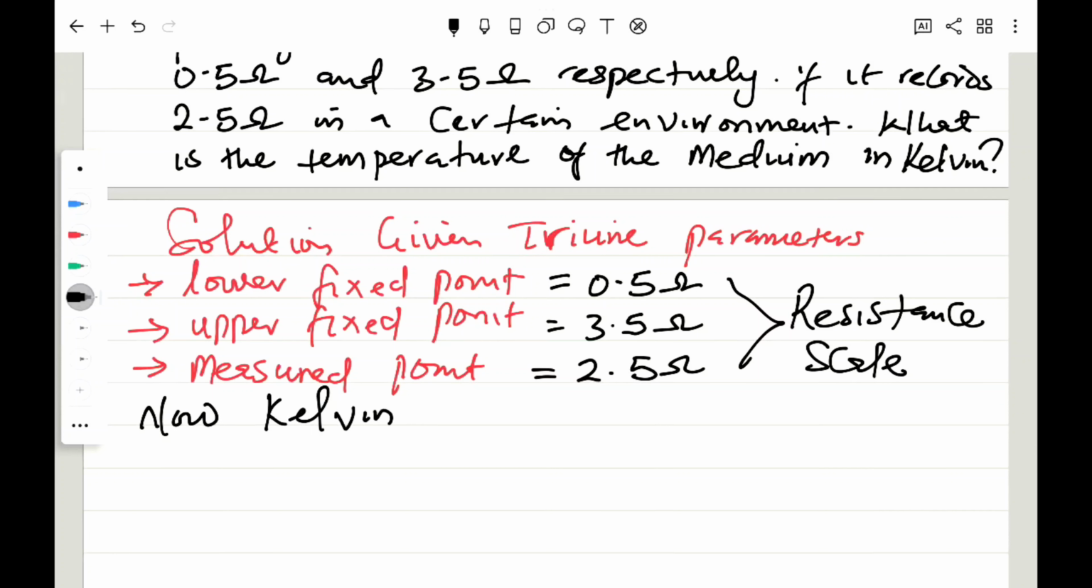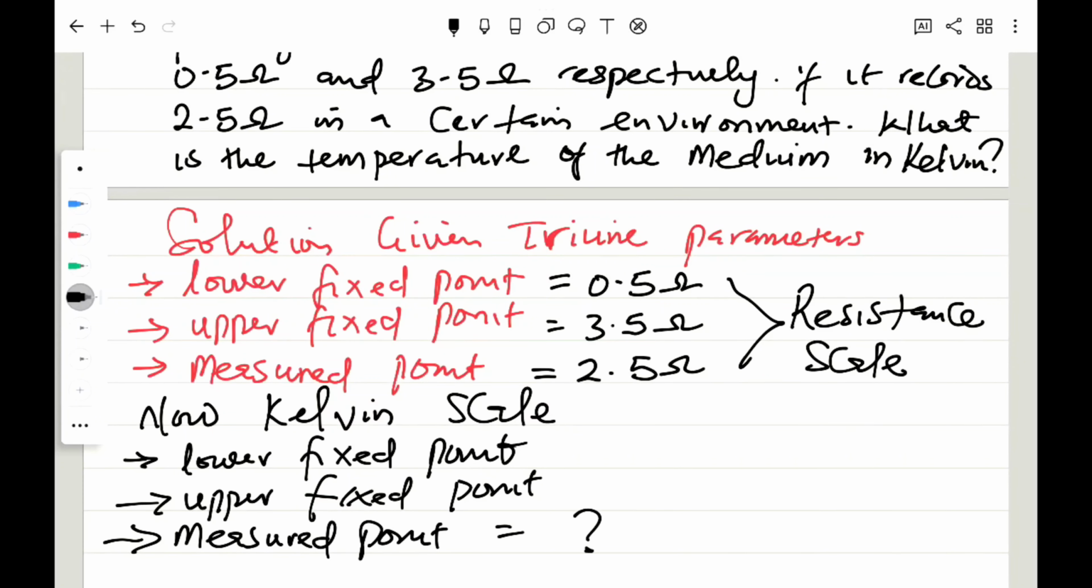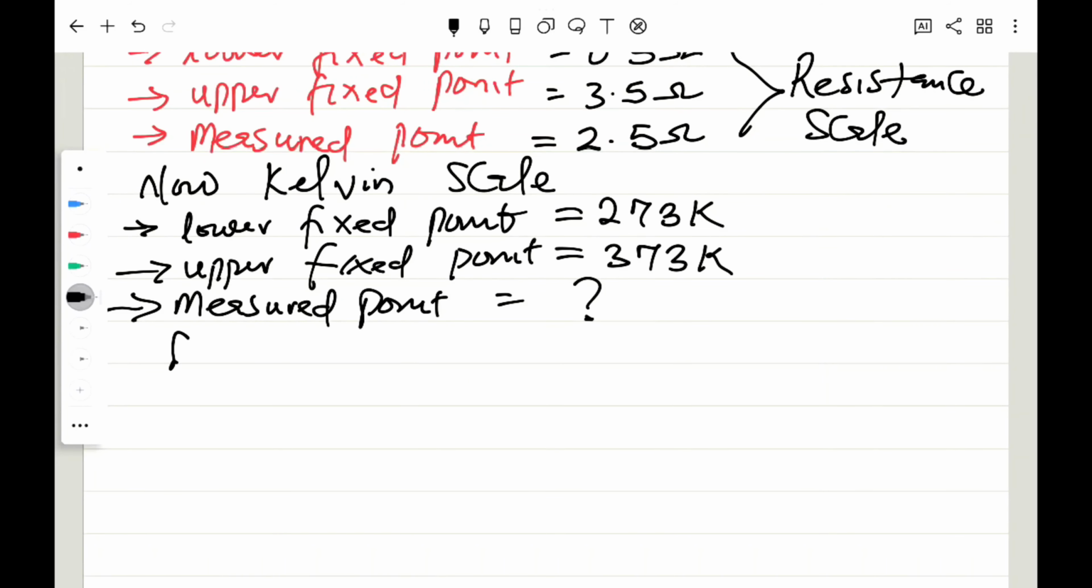So now for the Kelvin scale or thermometer, our lower fixed point will be written here. We have our upper fixed point, the second triune component, and the measured point or unknown point, the third triune component, unknown. Then upper fixed point is 373. Yes, lower fixed point 273 Kelvin. Is that clear? So we have our data complete.